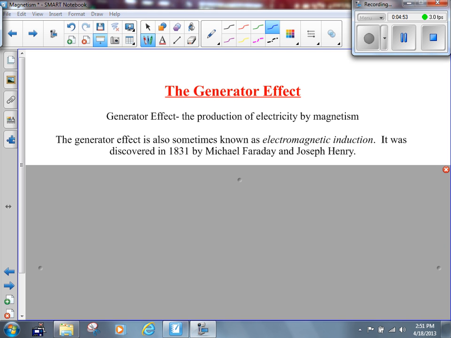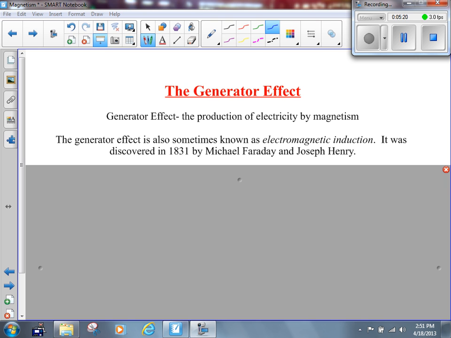Now, we talked about Ørsted and his discovery that electricity generates magnetism. There were no conditions on it. It happened every time. If you had a single moving electron, it would generate a magnetic field every single time. The complement to this, the generator effect, the idea that electricity is generated by magnetism, doesn't happen every single time. There's a condition that must be met in order for this to happen.